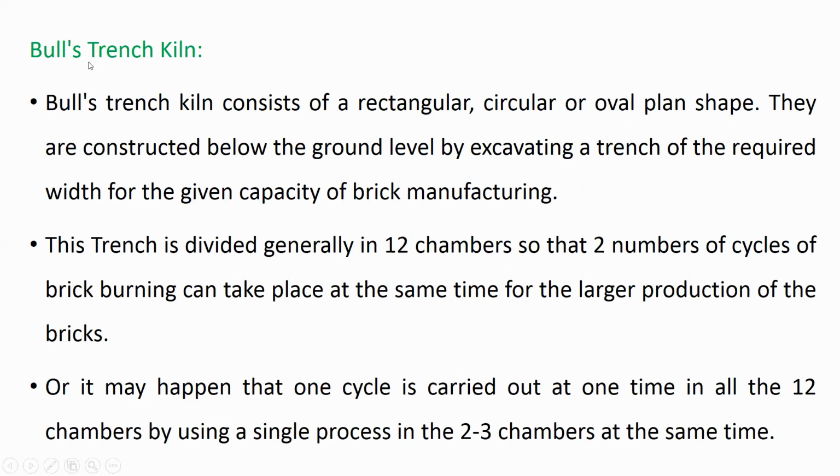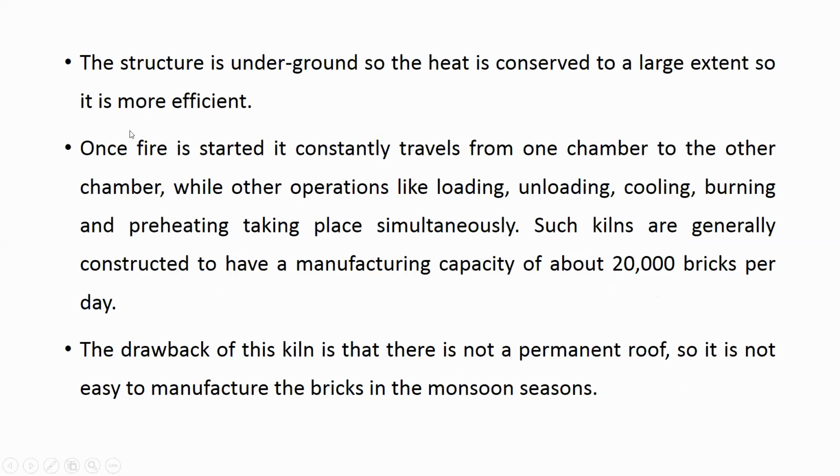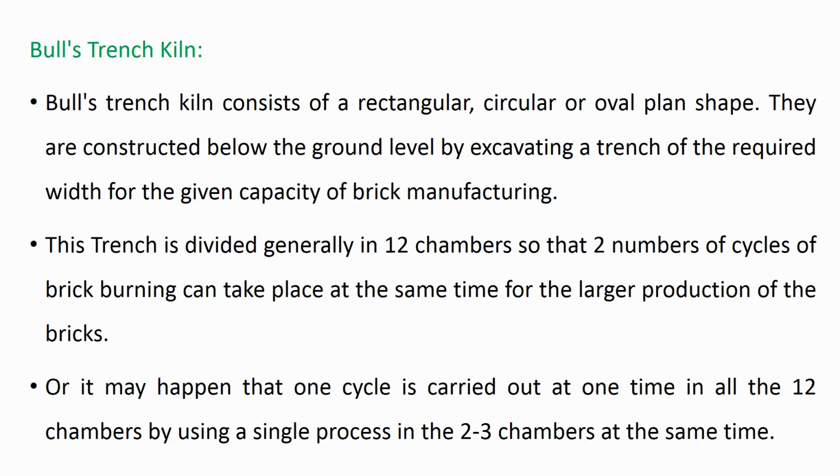In the continuous kiln, there are two types: Wolff-Trench kiln and Hofmann's kiln. Wolff-Trench kiln consists of a rectangular, circular, or oval plan shape. So this trench kiln may have the shape of a rectangle, a circle, or an oval. They are constructed below the ground level by excavating a trench of the required width for the given capacity of brick manufacturing. So this type of kiln is underground.